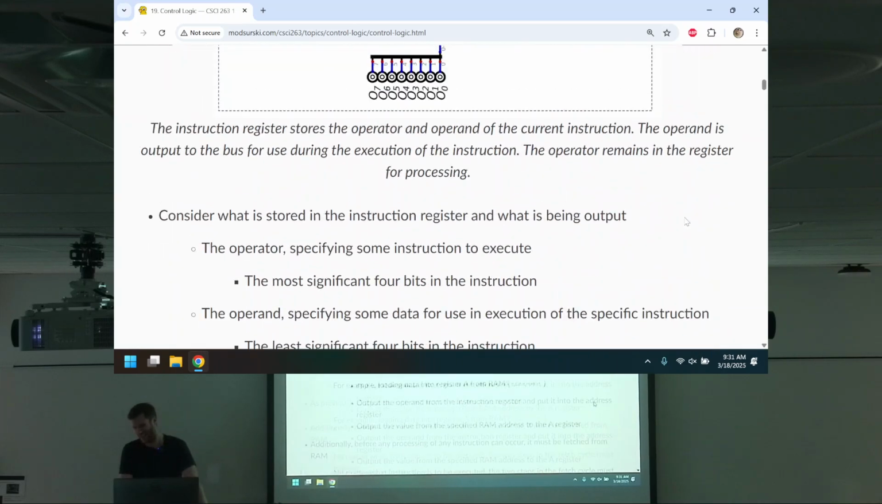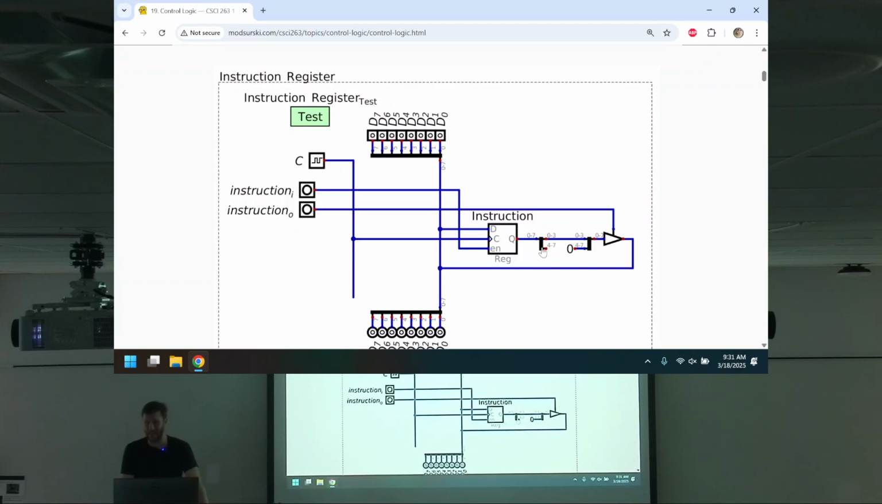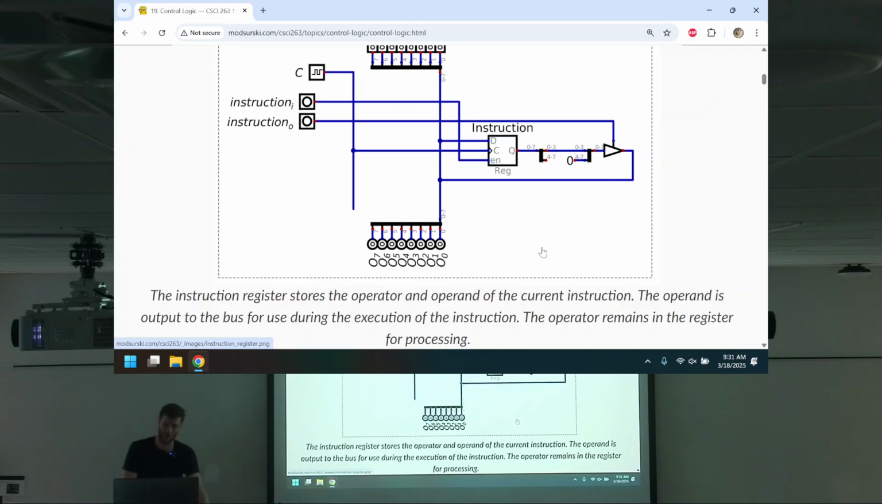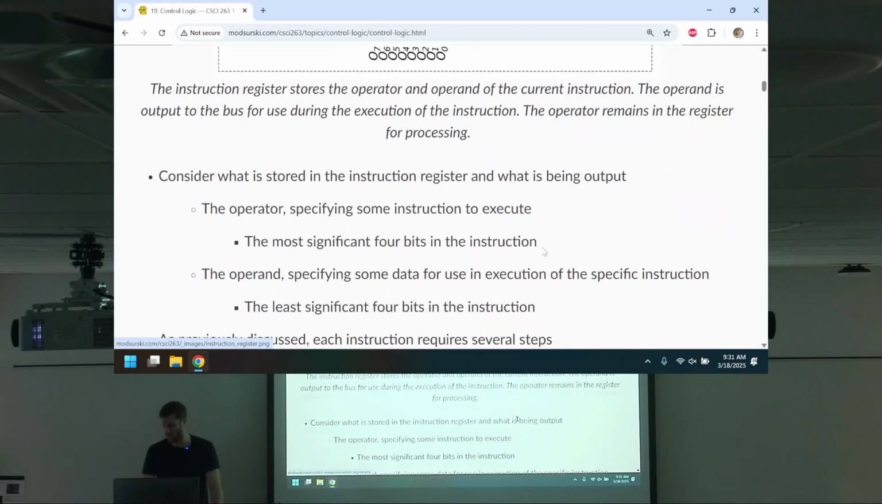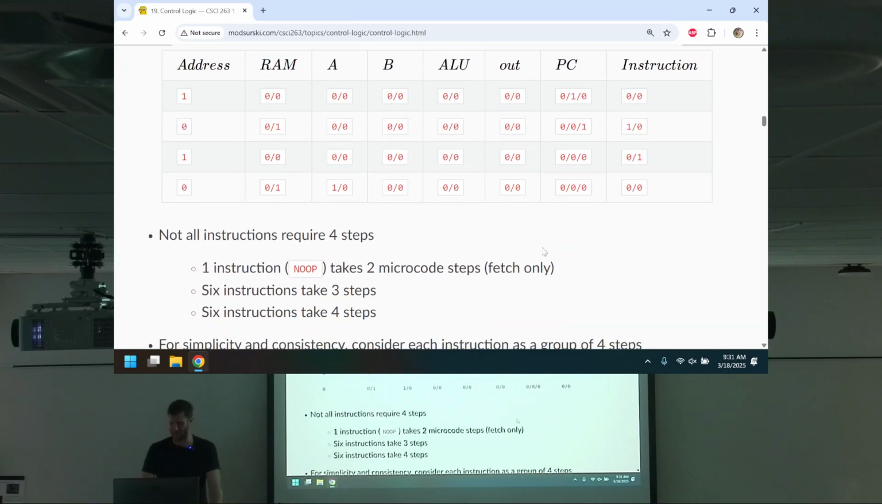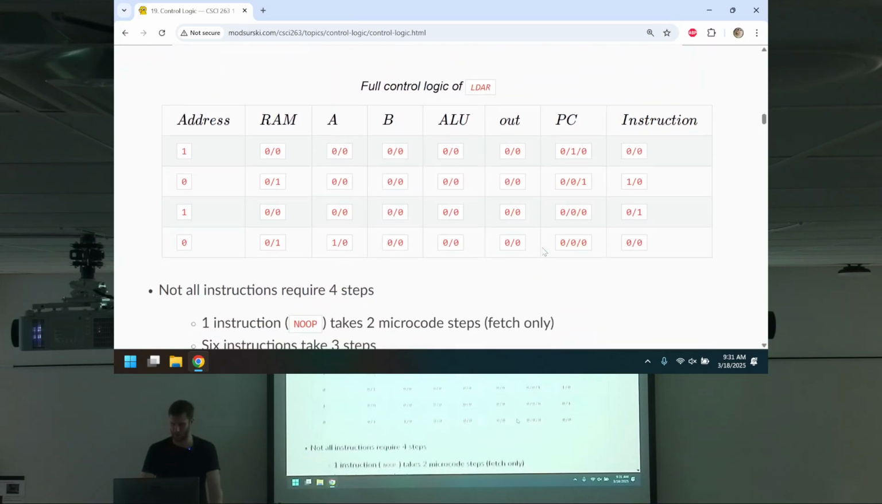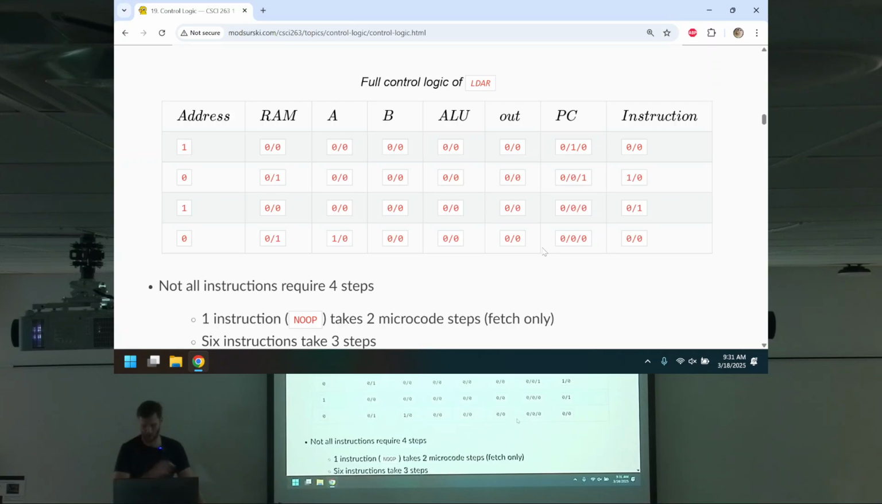But then, great, we have the instruction right here, it's hanging out. It's 4 bits of the instruction, the operator part. But of course, each operator actually has several parts to it, like we were talking about. The full control object for load to A from RAM is fetch, and then address in, instruction out, and RAM out, A in, right? Point being, each instruction actually takes several steps.